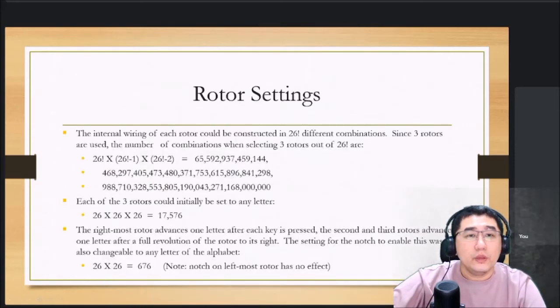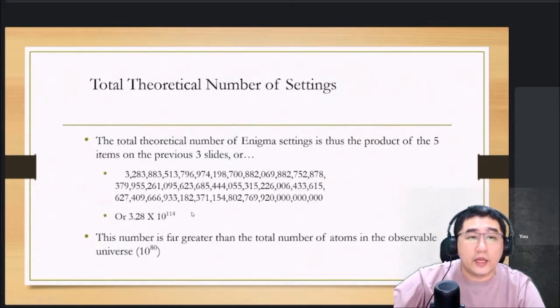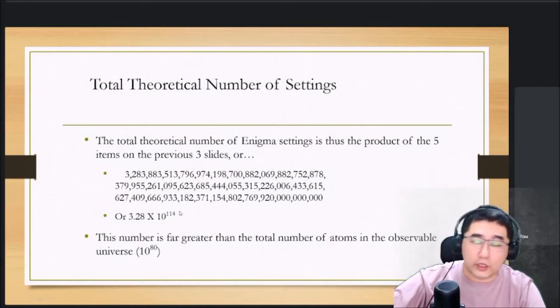Then the rotor setting: you have 26 times 26 times 26, and you can have a different order from the 5 rotors, together with the reflector of different arrangement. They ended up with this figure, 3.28 times 10 to the 114 total possible settings. Even for the computers today, I think you would need a few years to try out all the combinations if you want to do it by brute force.